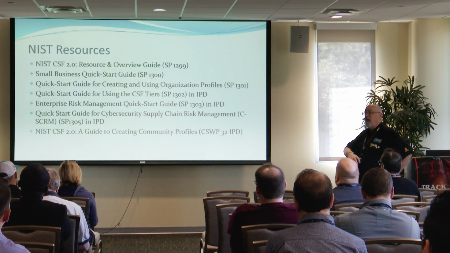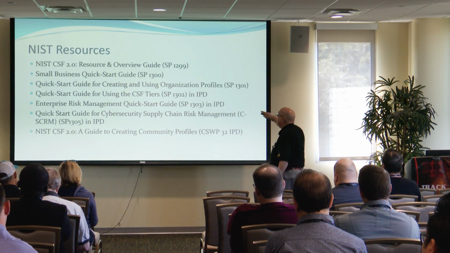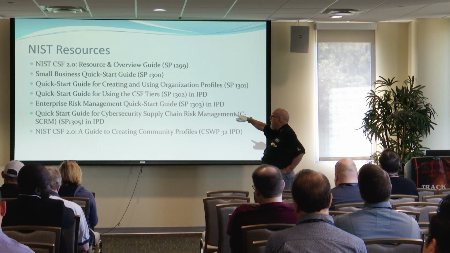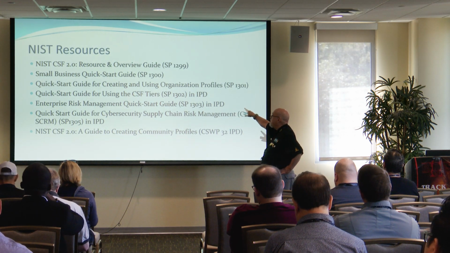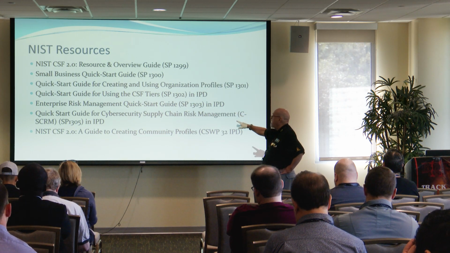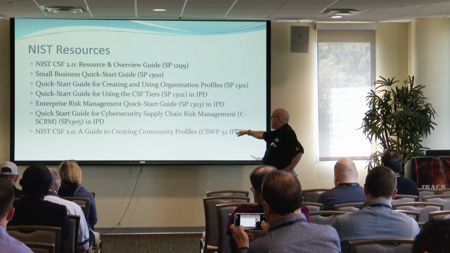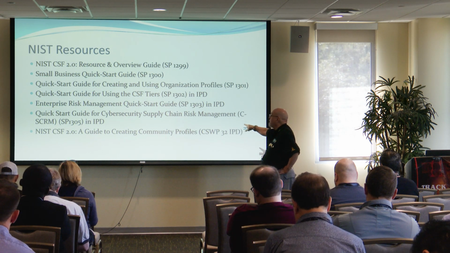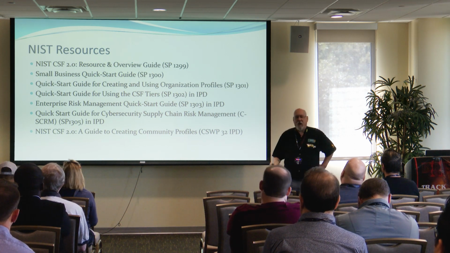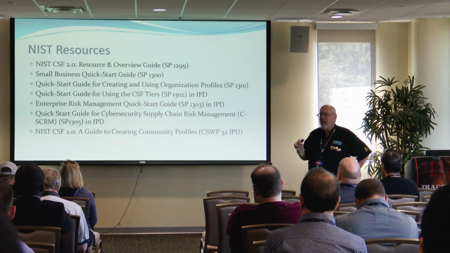So these are the other documents they've created, which I have copies of. So they've got a resource and overview guide, a small business quick start guide, using organizational profiles, using the tiers, enterprise risk management, cybersecurity risk management, and then a guide to creating the community profiles. And some of them, actually several of them, if you see IPD, that means initial public draft. So they haven't been finalized yet.